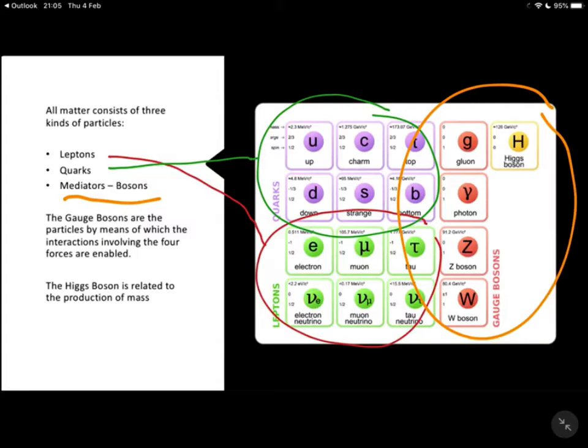The gauge bosons in red are involved with the interactions of the four forces of nature. The Higgs boson, which you can see in yellow, is related to the production of mass.